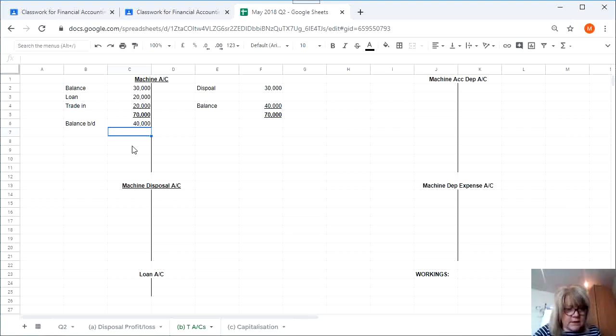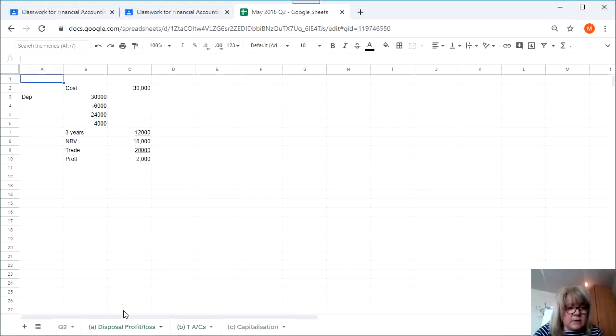We're also asked then for the disposal and the accumulated depreciation and expense accounts, so I'll just go to the disposal next. The corresponding entry for this 30,000 goes to the debit of the disposal account, as that was the cost of the machine originally. And we know from our part A, if I just click back to that, the total depreciation on our machine was 12,000.